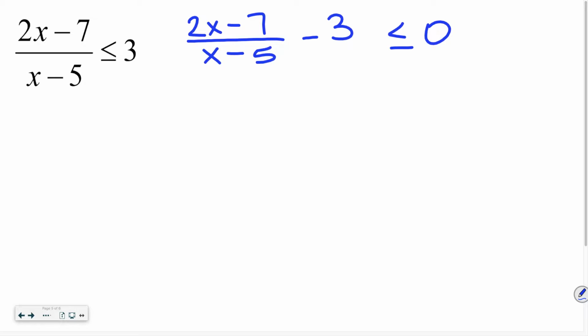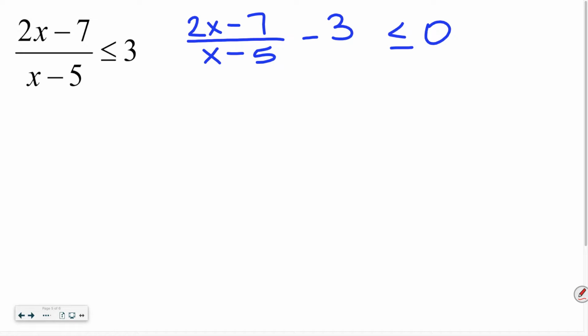I asked you to graph this right now. Could you? Is that something that we've graphed before? Not really. We haven't had that floating -3, have we? We've only dealt with one fraction. So let's make this one fraction. How do we do that? A common denominator.